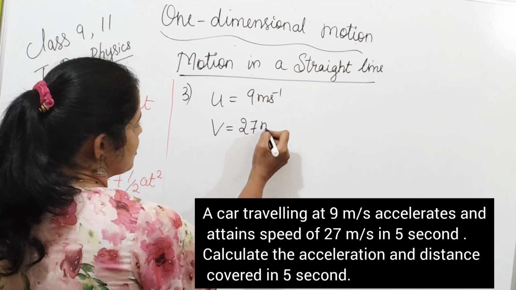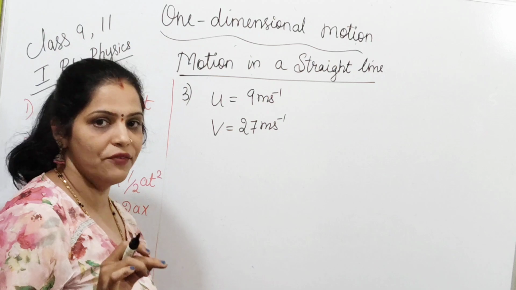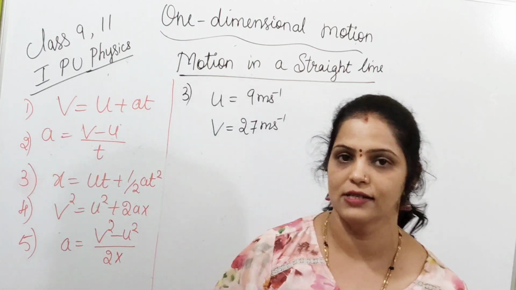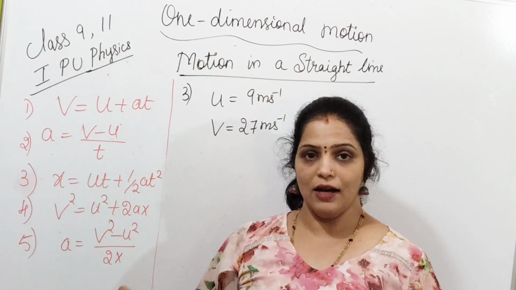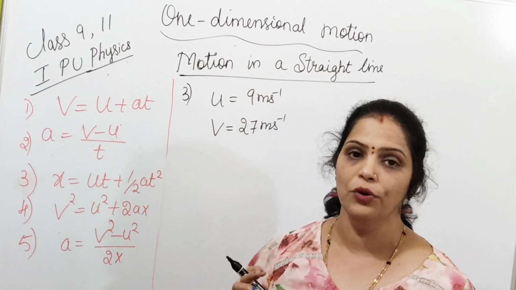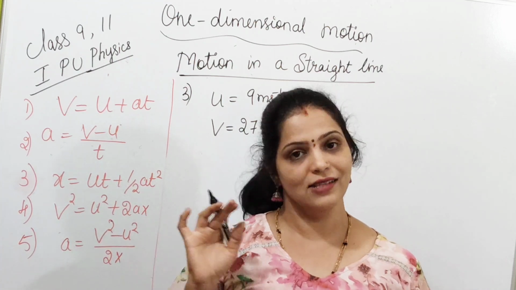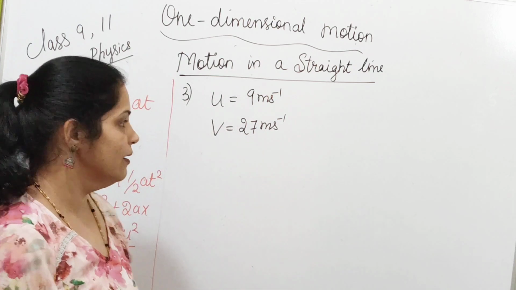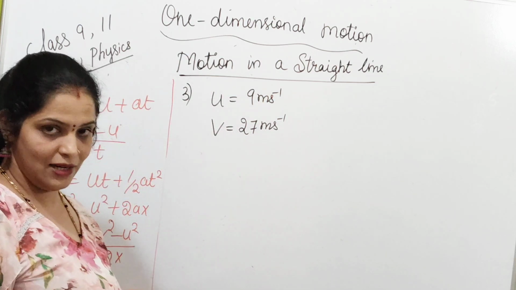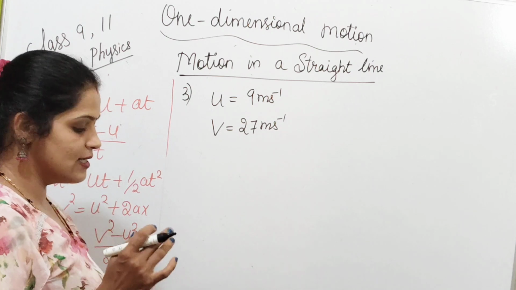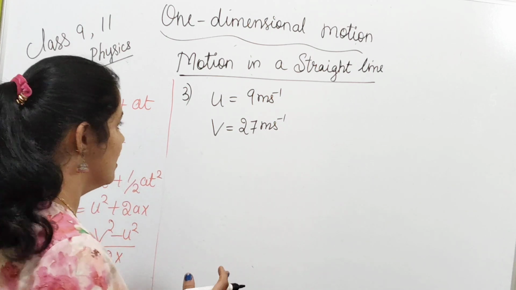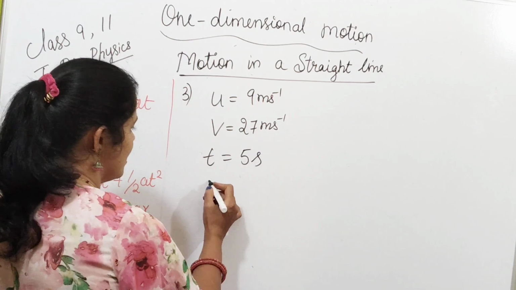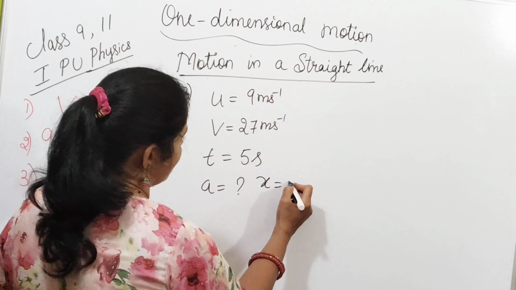So you should be in a position to identify the physical quantity given in the numerical. If it is initially moving with some speed, that is the initial velocity. If the body comes to rest, final velocity will be 0. Or if the body starts from rest, initial velocity is 0. But in this particular question both are there. It is traveling at 9 meter per second and attains a speed of 27 meter per second in 5 seconds. So time is 5 seconds. You have to calculate acceleration as well as distance covered.